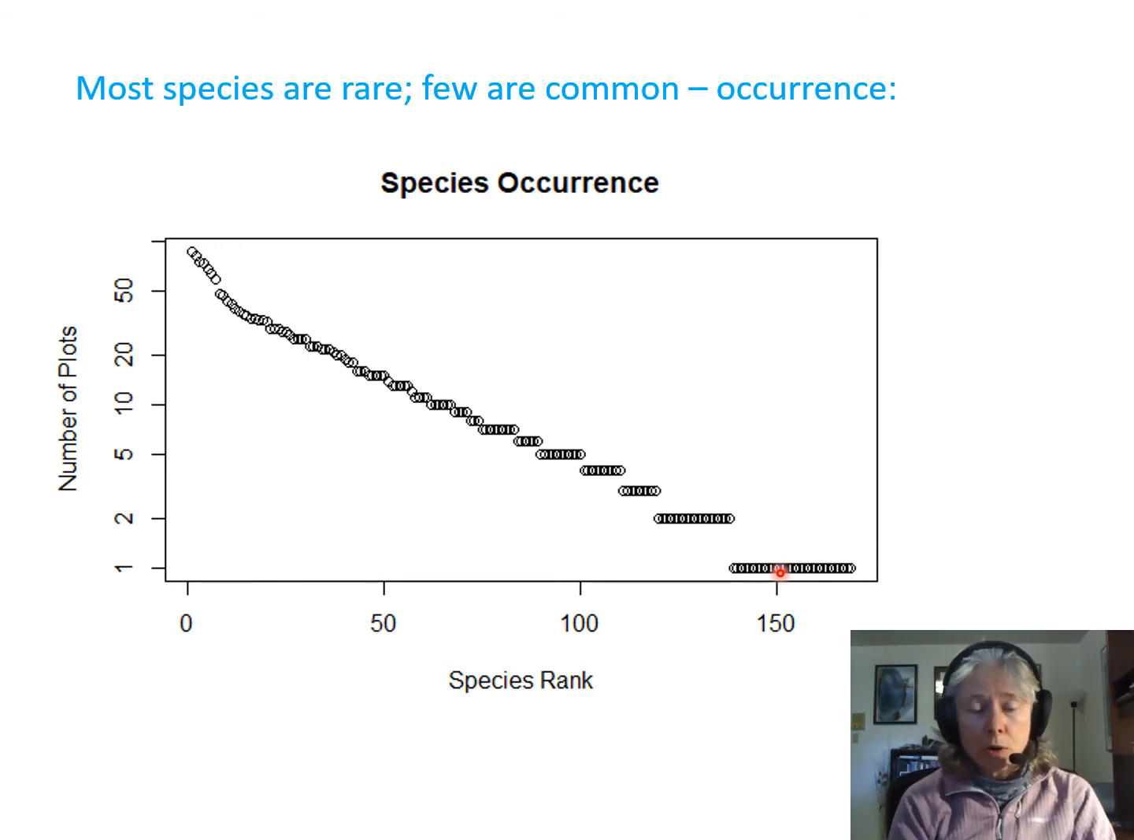And this is true of occurrence. So most species occur at only a few locations. Only a few are more widespread in distribution. So this is also a truism for abundance, where only a few species will comprise the majority of individuals. So I'll show the abundance patterns on the next slide.